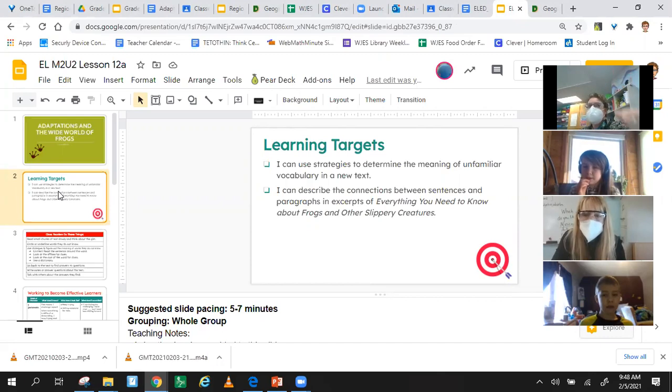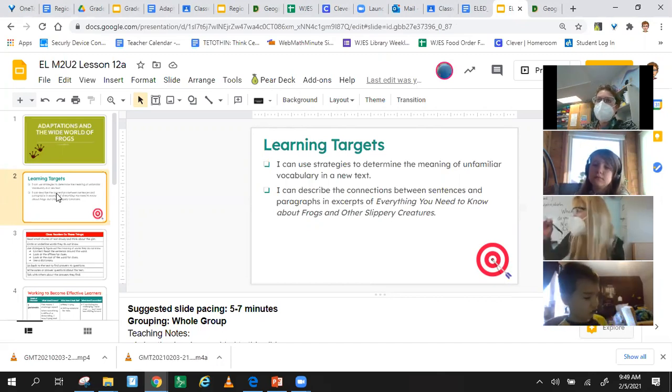So today, the beginning today, we are working on using our strategies to determine the meaning of unfamiliar vocabulary. Today, there are questions on the test about some words that you may not know the meaning of. Okay, so you definitely need to make sure that you read carefully. Remember those questions we went over yesterday that were difficult? You've got to make sure that you are really reading the question carefully, read all the answers carefully. Today, our second one is I can describe the connections between sentences and paragraphs.